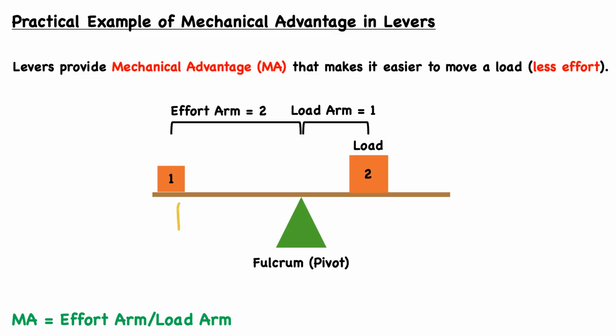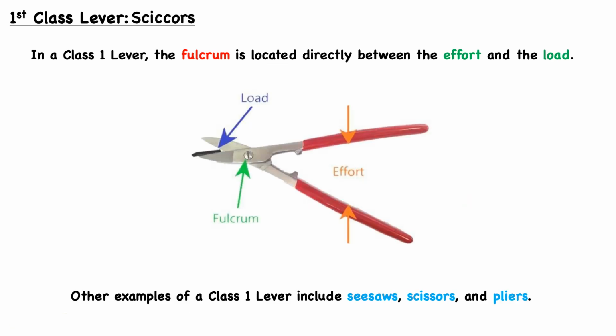And in that case, we would see the opposite effect. We would see the left-hand side, where the effort is being applied, go down, and we would see the right-hand side with the load go up. So up until now, the lever we've been using as a reference is actually a specific type of lever, and it's called a Class 1 lever. And in a Class 1 lever, the fulcrum is located directly between the effort and the load.